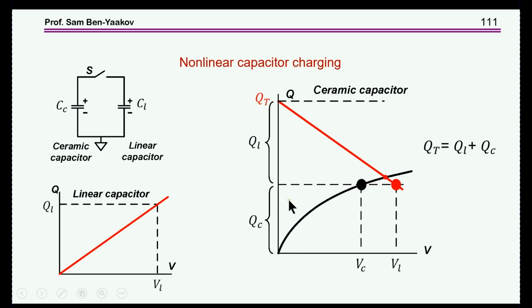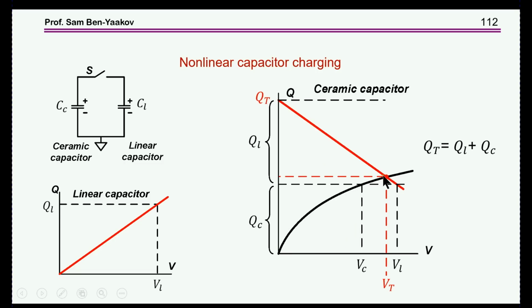The sum of the charges, which is the conservative parameter here, is the same. Not changing when you connect the two. You have the same charge. Charge is not disappearing or creating. And the cross point will be the voltage. This is the initial one for this one. This is the initial one for this one. The sum is the same. And this will be the voltage of the two.